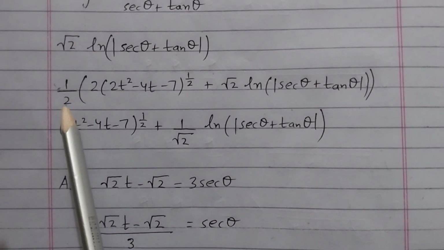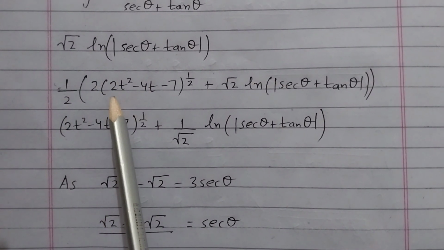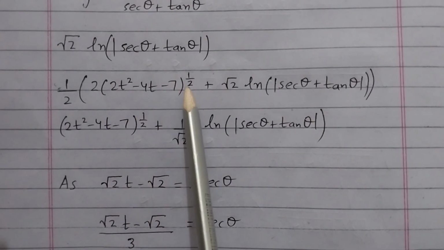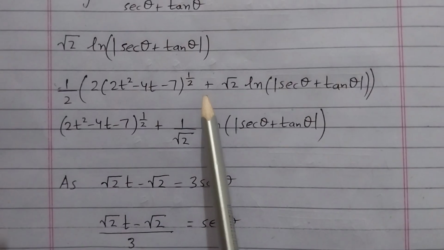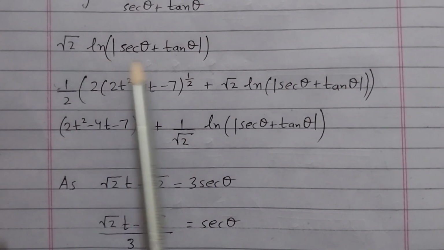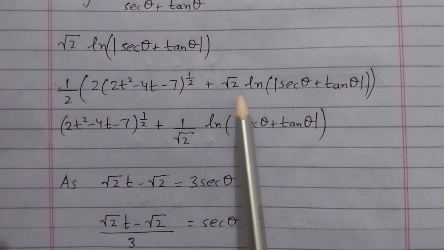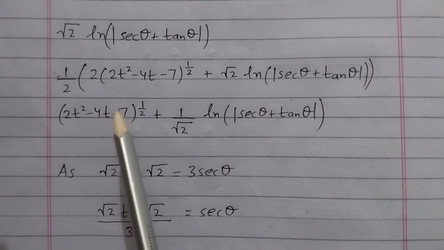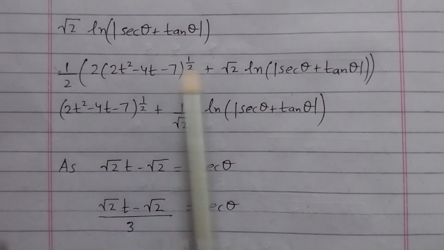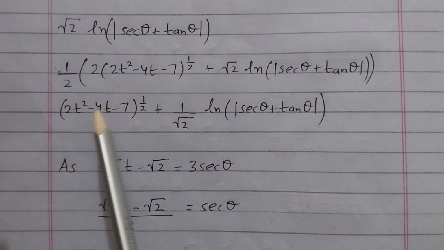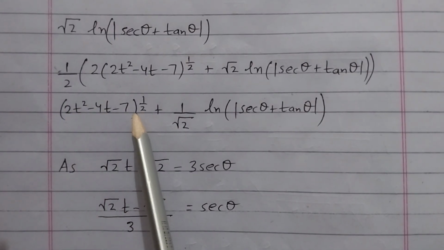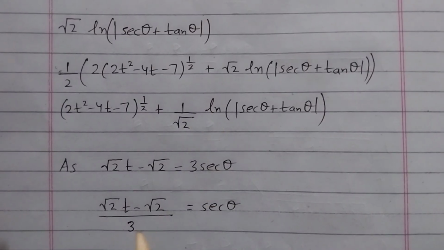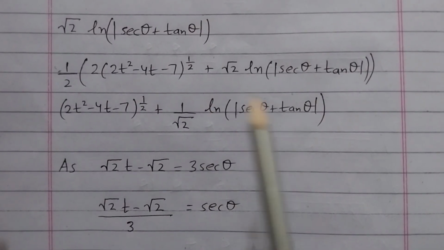So the whole solution becomes 1 over 2 times 2t square minus 4t minus 7 under square root. 1 by 2 is basically square root, plus square root 2 natural log of absolute of secant theta plus tan theta. And when 1 by 2 gets multiplied with these two terms, we are left with 2t square minus 4t minus 7 raised to power 1 by 2 plus 1 over square root 2 natural log of secant theta plus tan theta.